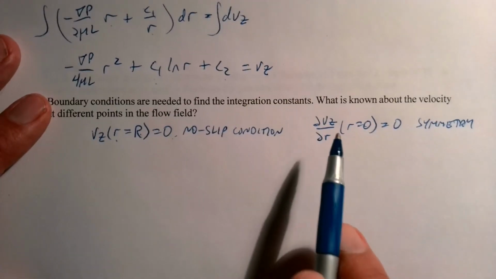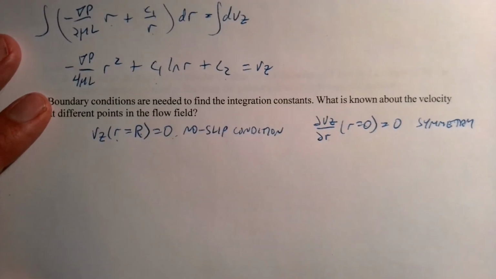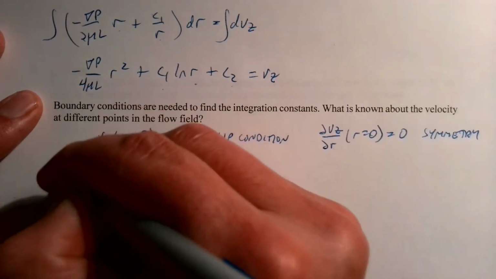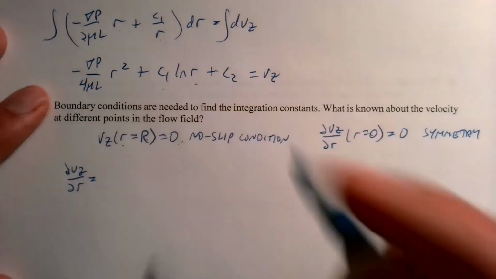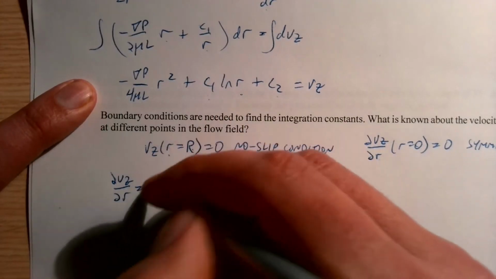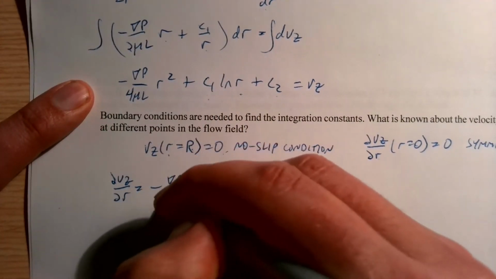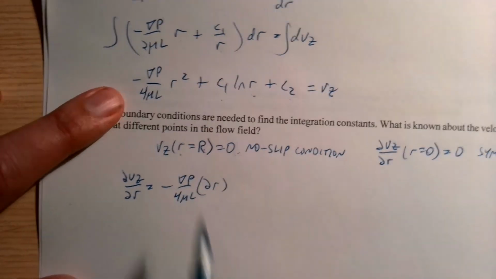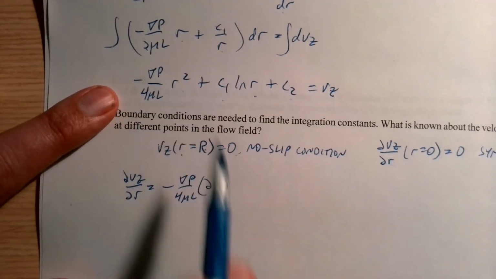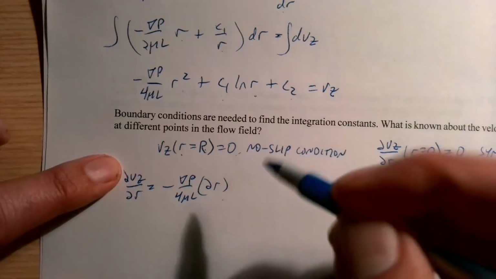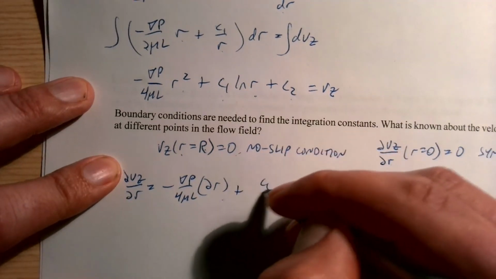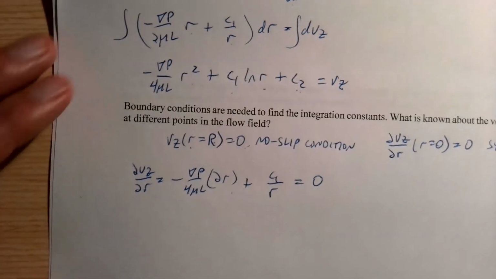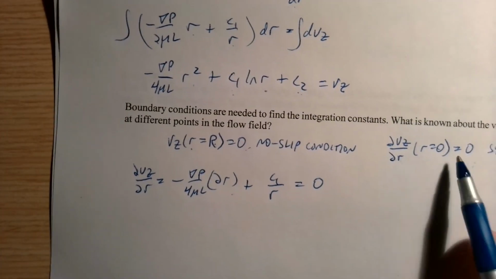So I'm actually going to use this one first because it makes things easier. To use this one, I've got to take the derivative of this guy. So dVz/dr up here is going to be negative delta P over 4 mu L times 2r. So this is a constant, and this is what I'm taking the derivative of. And then plus C1 over r, and then the C2 goes away, and we're saying that that has to equal 0. That's what this equation says.